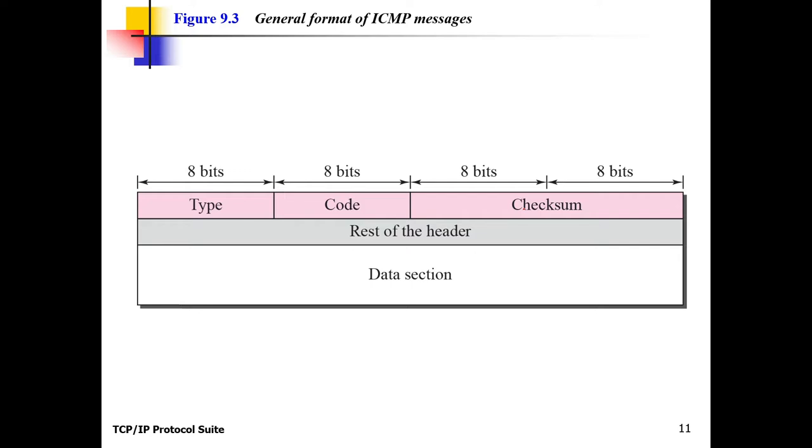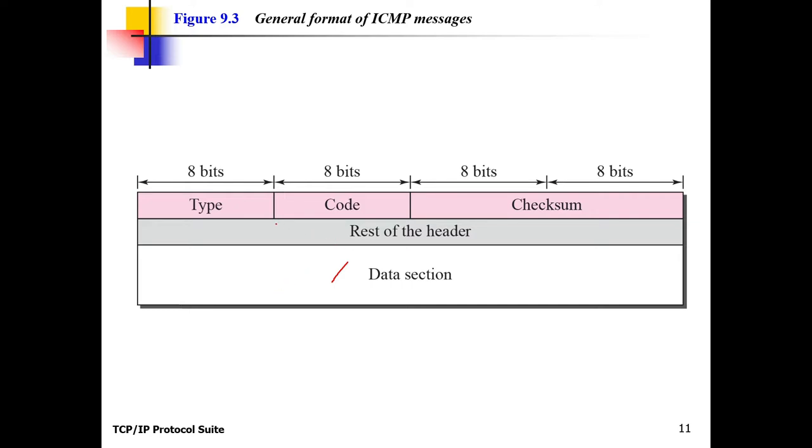What does checksum do? It's like CRC. It checks the integrity of the header. That means it did not change while it transferred. So the ICMP message, as we said, has an 8-byte header and a variable size data section.